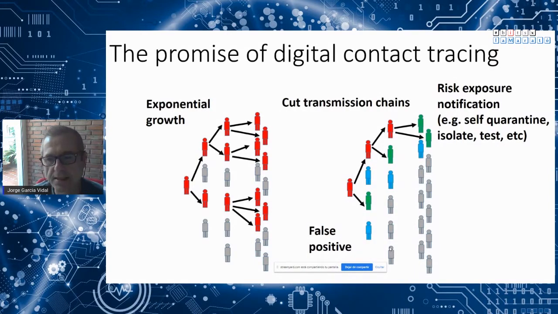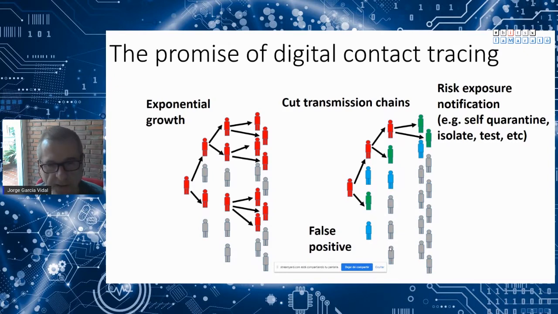Digital contact tracing systems have been deployed with the promise of reducing the transmission chains in the case of COVID-19, and in general could be used for any other infectious disease that is transmitted in similar ways. On the left, we have a typical scheme, a graph of people, where the people infected by this disease are in red.